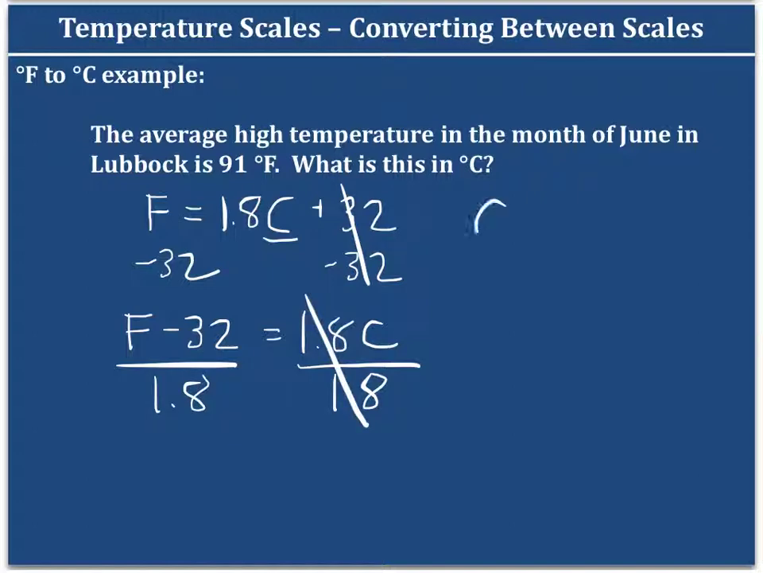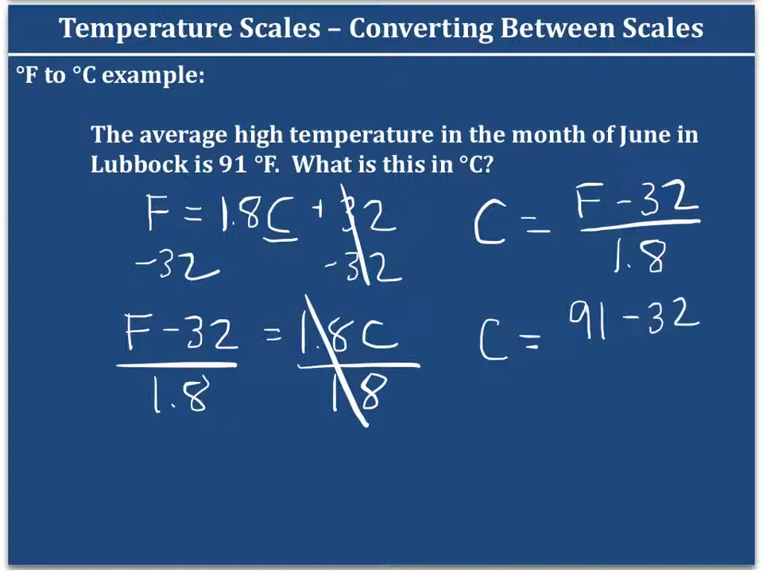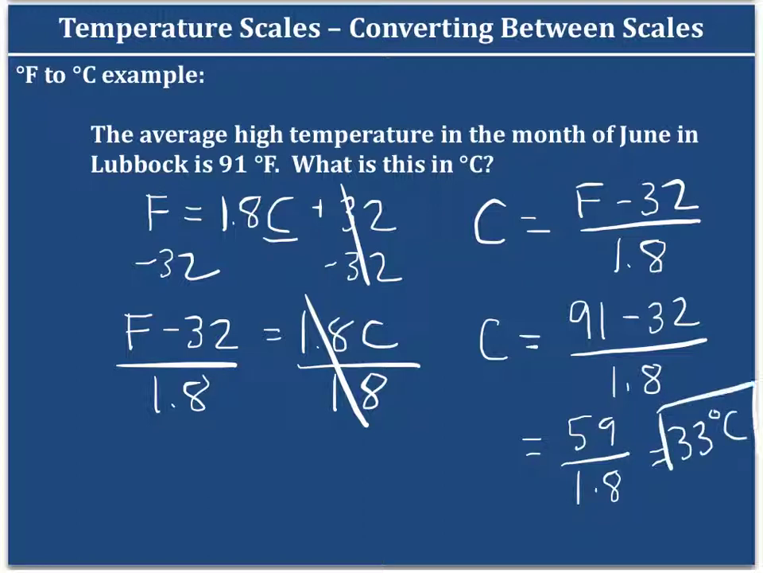And we'd get Celsius equals Fahrenheit minus 32 divided by 1.8. So you can see how you can just rearrange the equation there. Alright, so Celsius equals 91 degrees Fahrenheit minus 32 divided by 1.8. So that would be 59 divided by 1.8. So we would get 33 degrees Celsius.